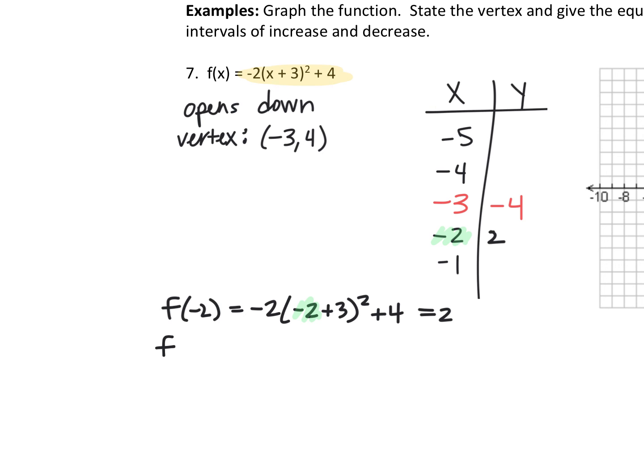So f of -1 is equal to, we'll put it in the same spot for x, -2 times (-1 plus 3) squared plus 4. And again, so you see it, I'm taking this x value and putting it in that spot. You can type it all in a calculator. -1 plus 3 is 2. 2 squared is 4. 4 times -2 is -8. -8 plus 4 is -4. And because it's a mirror image, it's going to be the same exact points on the other side as well.